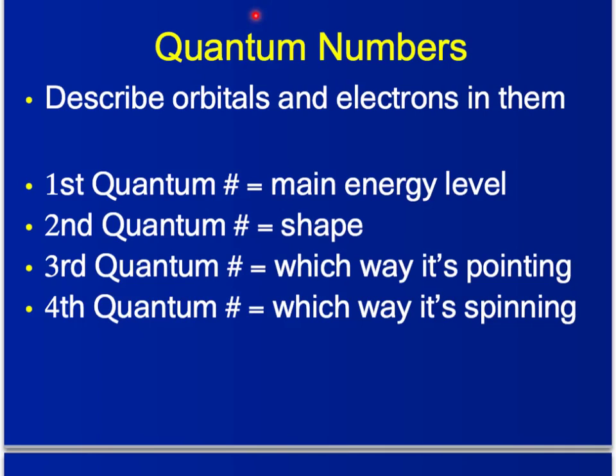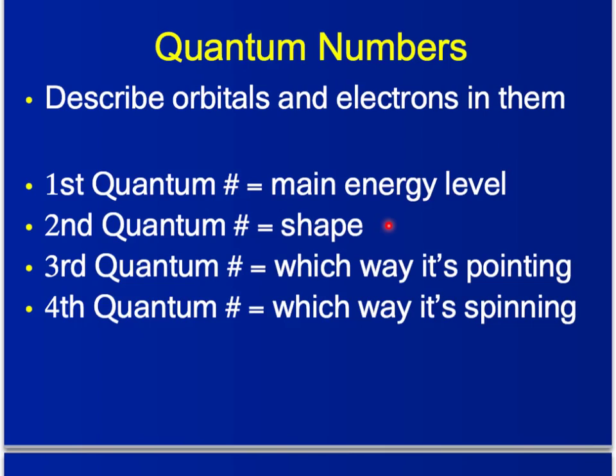As scientists, we have these things called quantum numbers, and they describe orbitals and electrons in them. So we're going to see 4 different quantum numbers. The first quantum number tells you the main energy level, and we call this one the principal quantum number. We'll see that on the next slide or so.